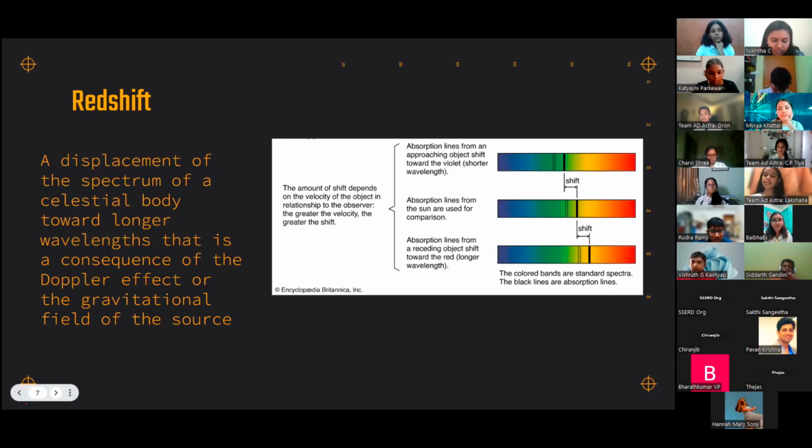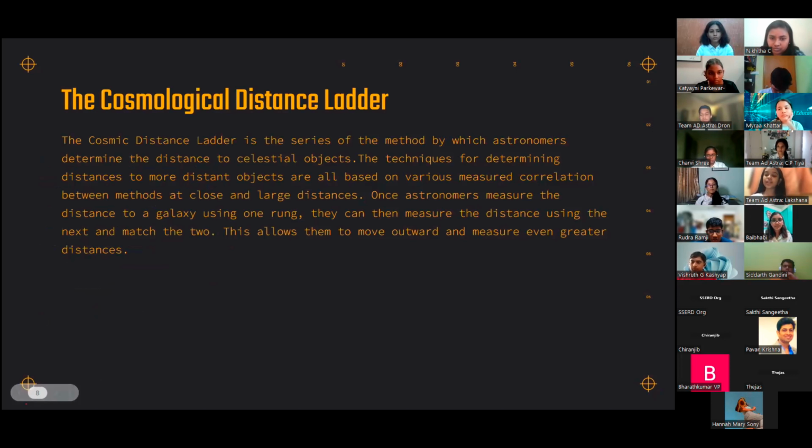Hi everyone, this is Lakshana. I'm currently studying in 10th grade and I'm from Chennai, Tamil Nadu. My part of this presentation is the cosmological distance ladder. First of all, what is the cosmic distance ladder?